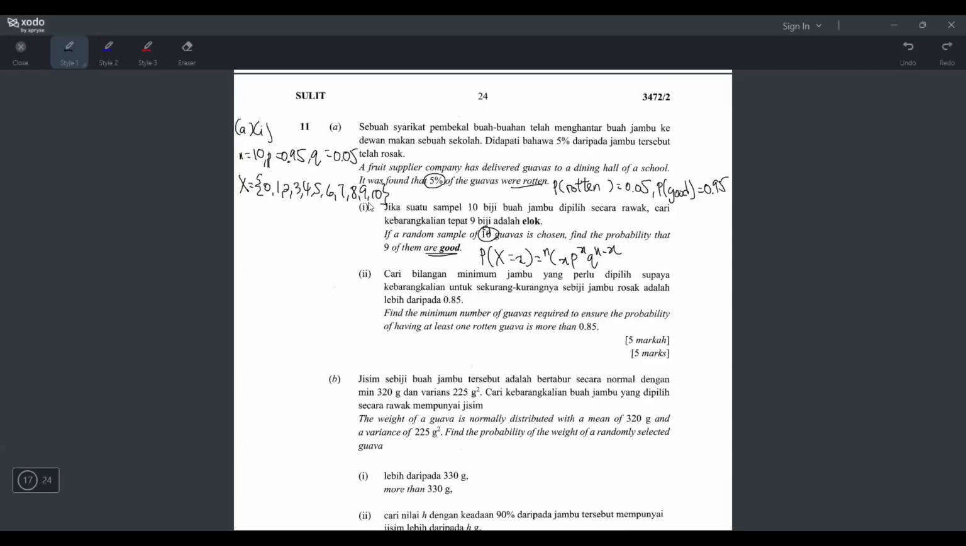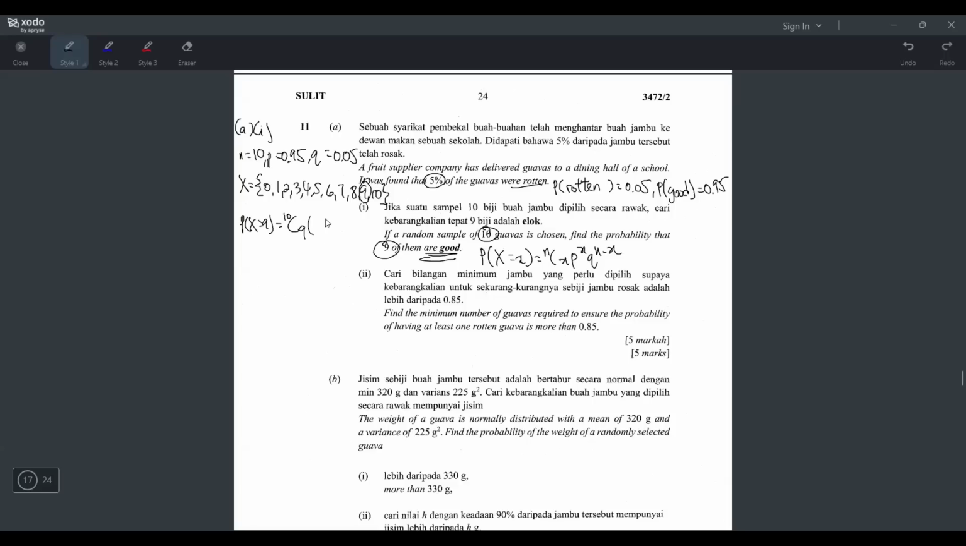Okay, but you don't need to do all of them. Why would you do all? They want the probability for 9 good only. So you only do P(X = 9). Okay, the formula is like this: nCx. Sorry, 10C9. 10 is the total, and you only want to find 9 good, so 10C9.